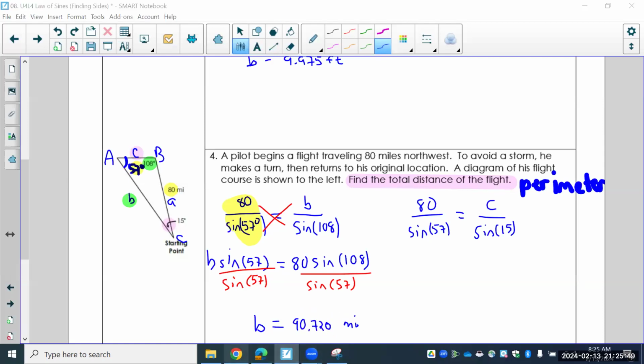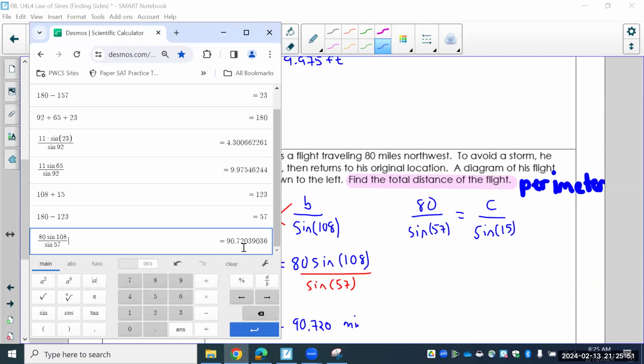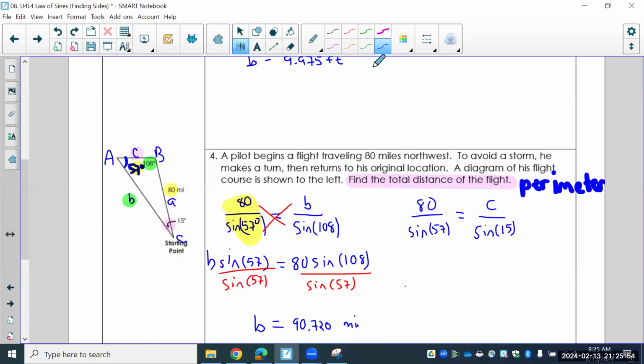Makes sense. We're talking about a plane here. So the answers do need to make sense. 90 miles in flight, that makes sense. All right, so this one's going to be very similar here. It's just going to have different things and different positions and different letters. Make sure your side is first. And then we're going to divide. Okay. And then we're going to type this in the calculator. And again, it will also be miles.